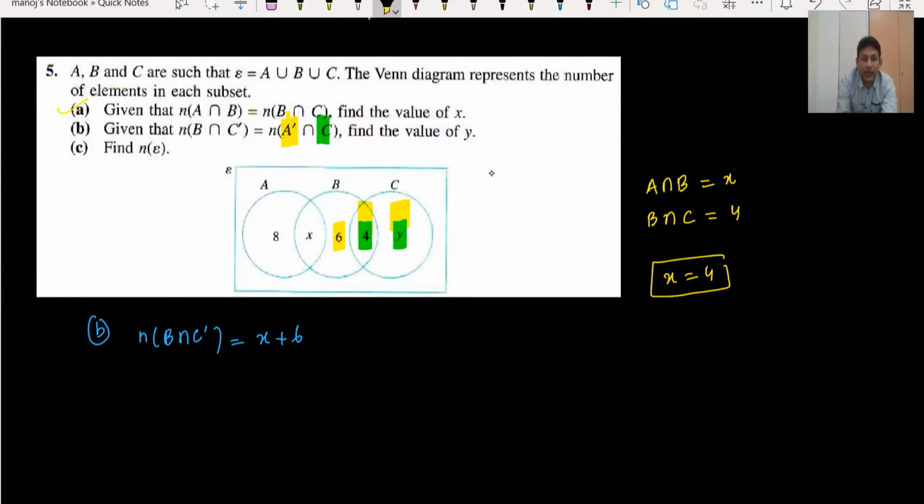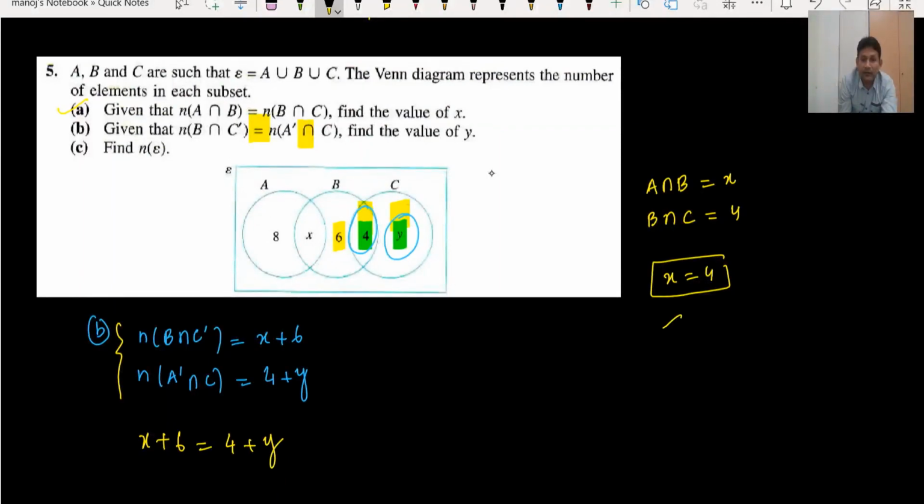So I will write now. What we need to find? We need to find the common. So what is the common area in both? The common area in both are 4 and Y. So I will write the number of elements in A complement intersection C are 4 plus Y. And according to the given condition, both are equal. So x plus 6 is equal to 4 plus y.